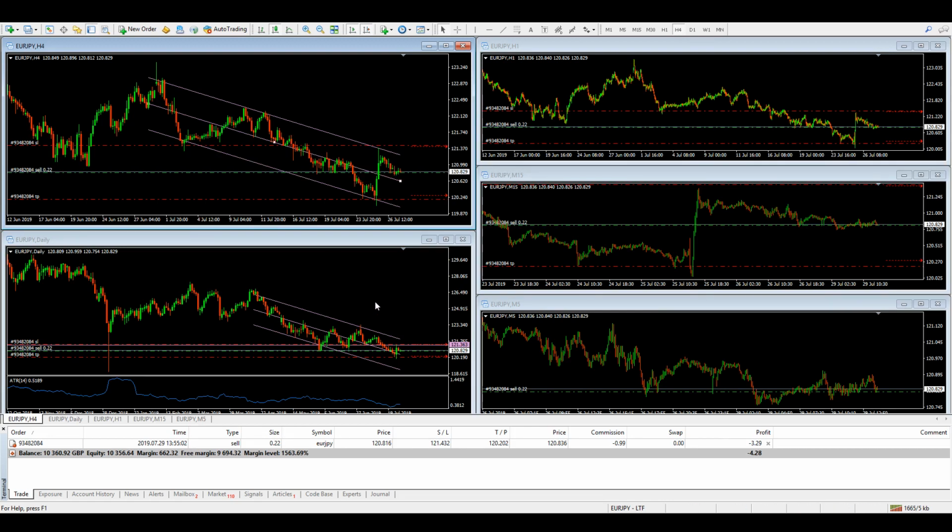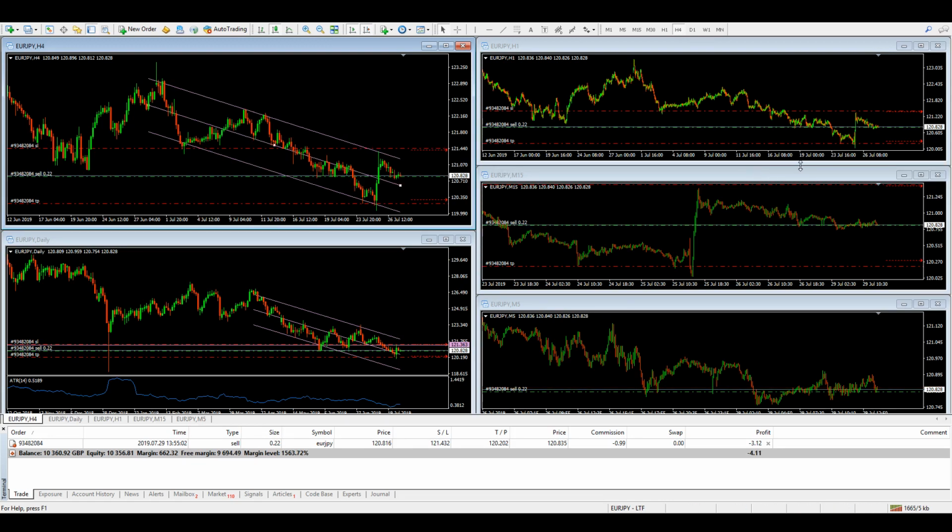So yeah, let's have a look at the hourly to see how this stacked up. So much the same story as the 4 hourly, obviously, just more contact points, more granular. We can see that we've got lower highs, lower lows in this move.